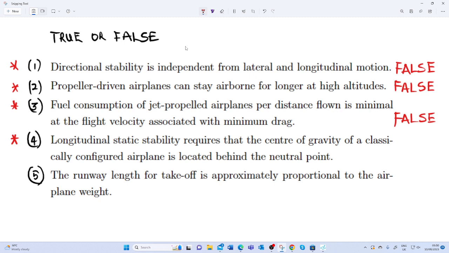Four, a longitudinal static stability requires that the center of gravity of a classically configured aircraft is located behind the neutral point. Once again, a longitudinal static stability requires that the center of gravity of a classically configured aircraft is located behind the neutral point. This is false, because the center of gravity, CG, for longitudinal stability is always located before the neutral point. So therefore, this is false.